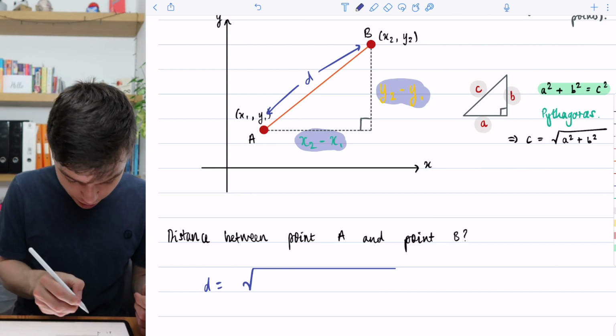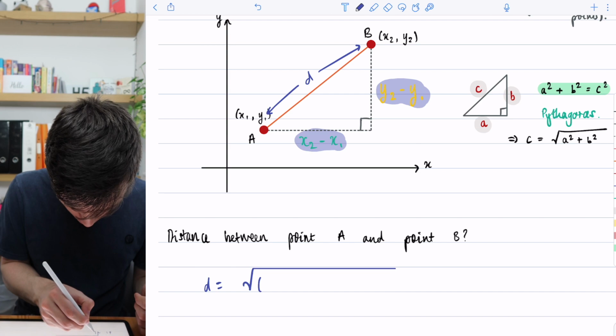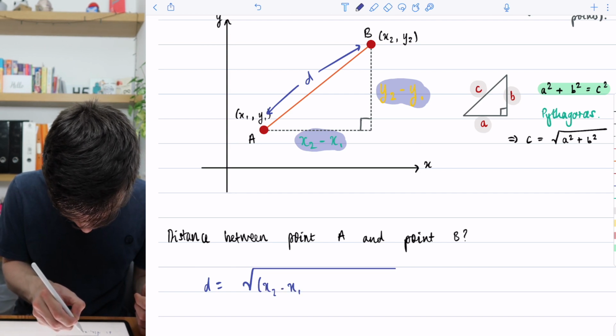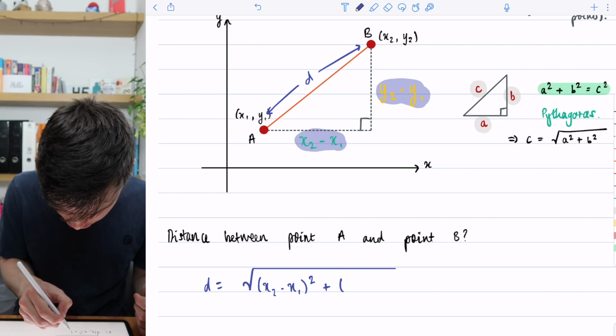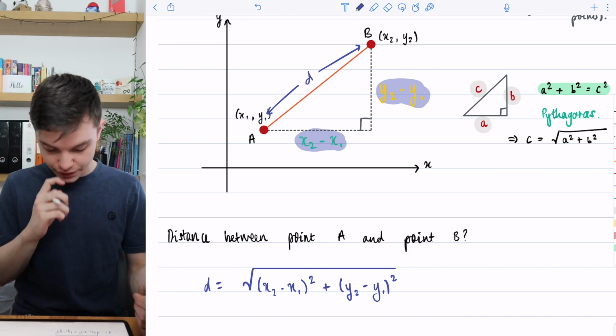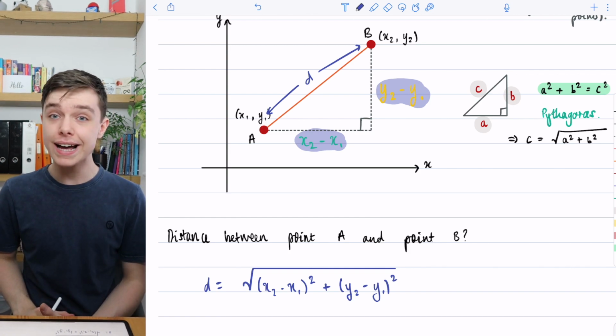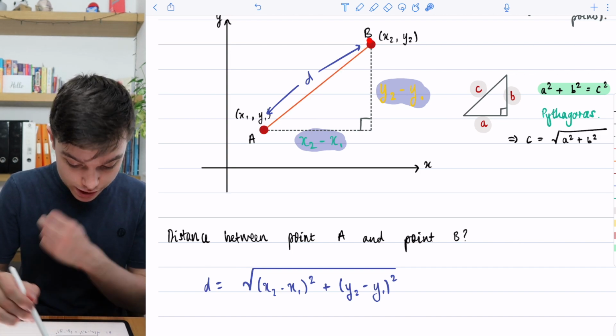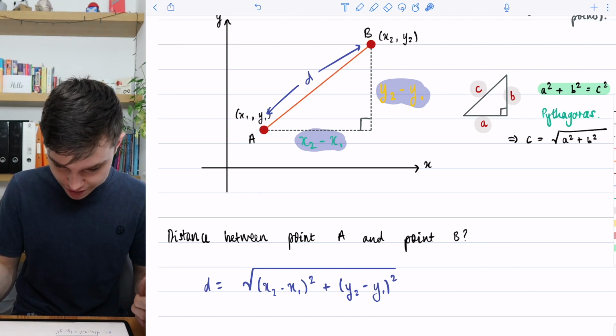Okay, so it's going to be, in fact, we'll do the x first. x2 minus x1 squared plus y2 minus y1 squared. Then square rooted. That is what D is going to be. In other words, the distance between those 2 points using Pythagoras.